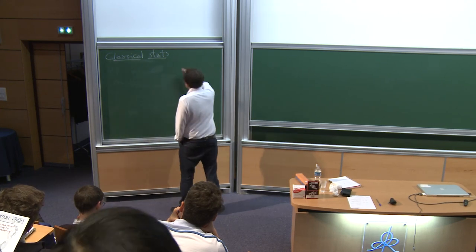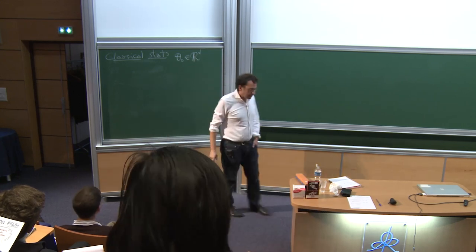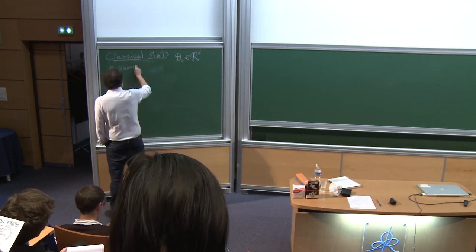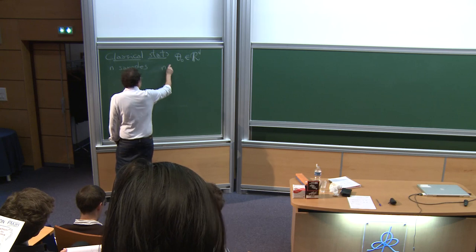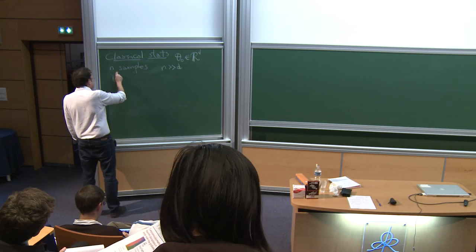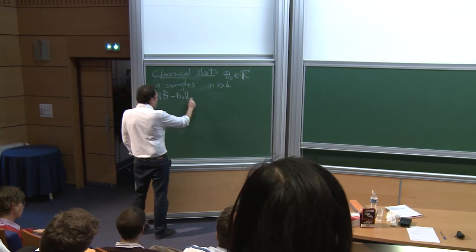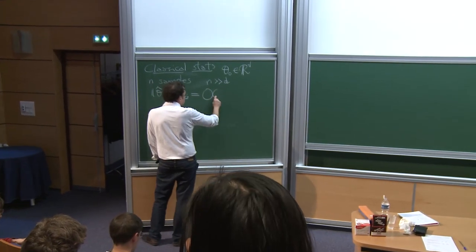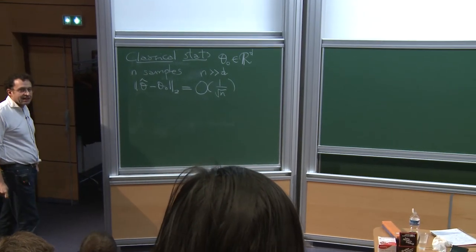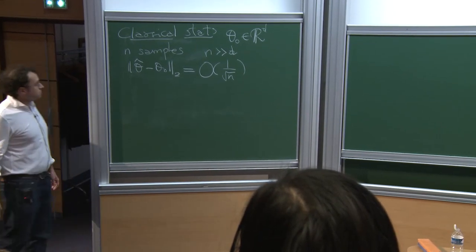Classical statistics is basically about learning a parameter that is a vector in dimension d, from a certain number n of samples, and you have n much bigger than d. Typically you prove things of this type: that the distance of your estimator from the true vector goes to zero at some rate that depends on the number of samples. So this is a three-line summary of what is classical.